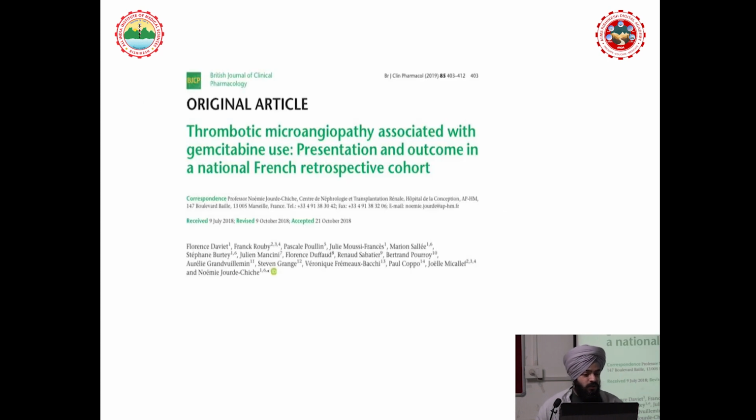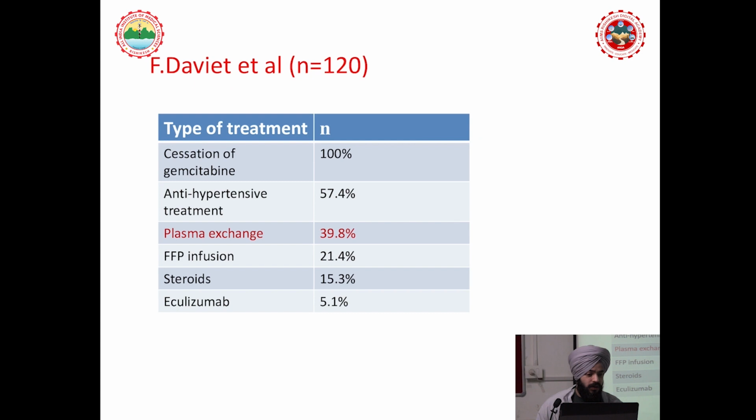Now, this is the largest cohort study, done by David et al., on thrombotic microangiopathy associated with gemcitabine use, its presentation and outcomes, in a retrospective cohort. A total of 120 patients were taken in this study, and gemcitabine was stopped in all of the patients, with routine use of antihypertensives in around 57% of patients. Plasma exchange was done in 39% of the patients with the use of FFP, steroids were used in 15%, and eculizumab was used in 5% of the patients.